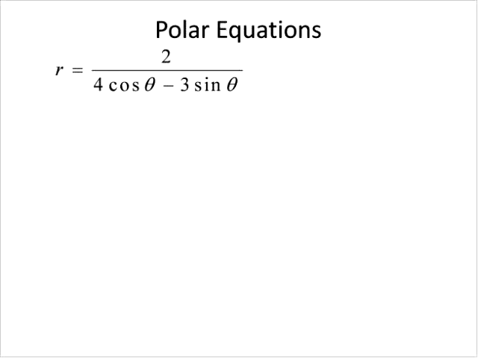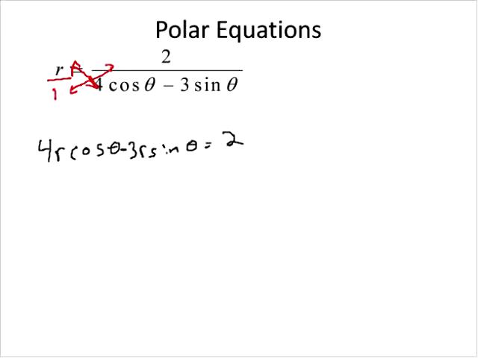So here we go. We have r equals 2 over 4 cosine theta minus 3 sine theta. How about I do a little cross multiplying? I'm going to say that this is the same as r over 1. I'm going to multiply 1 times 2, and I'm going to multiply r times 4 cosine theta minus 3 sine theta. So I'll wind up with, after I cross multiply, 4 times r cosine theta minus 3 times r sine theta equals a 2.